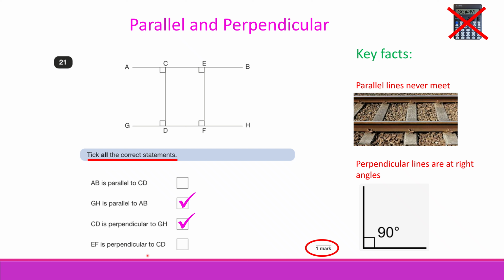The last one, just to check we're correct or not, E to F. So E to F and C to D are these lines here. You can see these 2 lines will never meet. So these are parallel lines because they will never meet. So E to F is not perpendicular to C to D, they are parallel. If you got these correct, give yourself a big tick. Great work, well done.